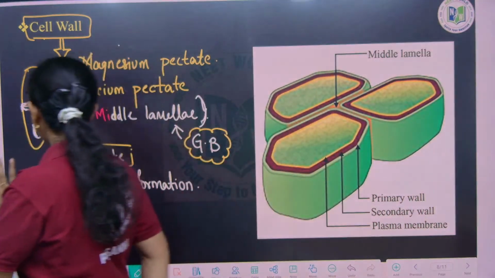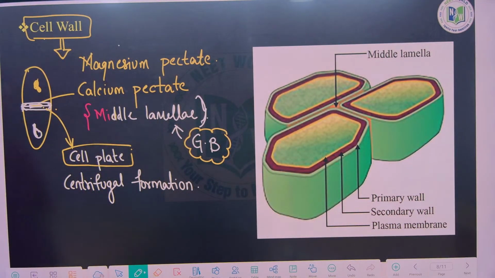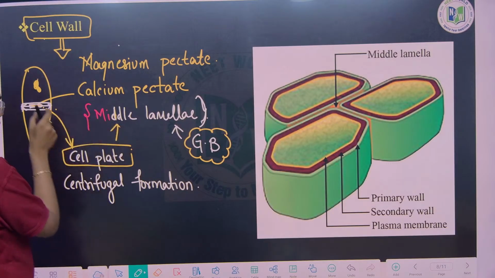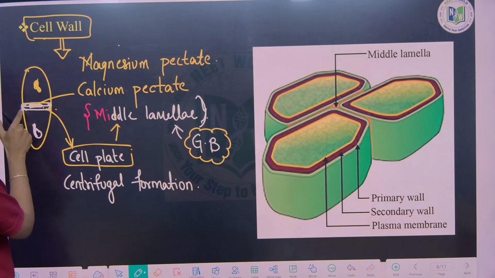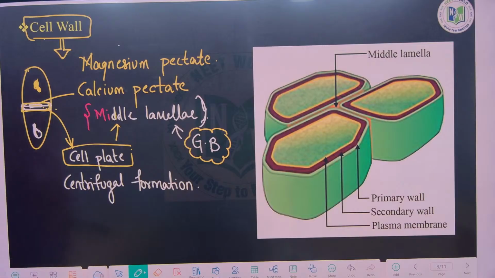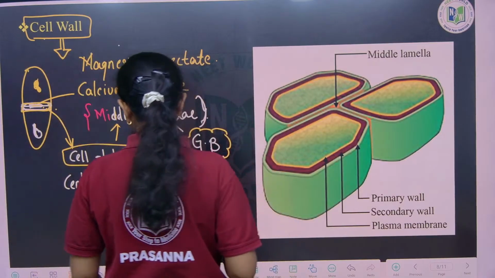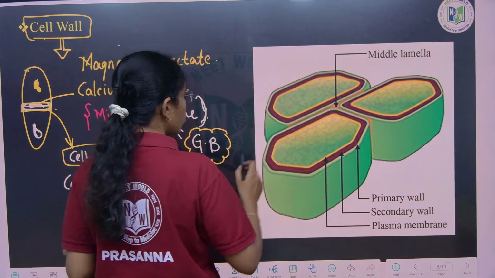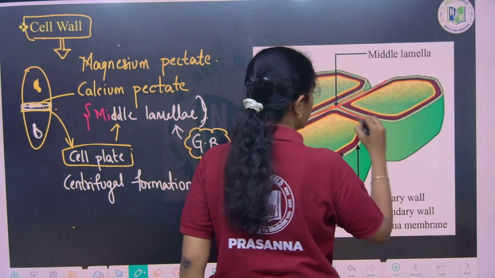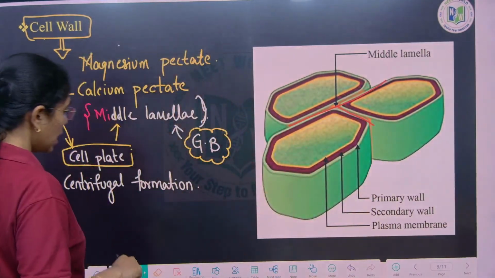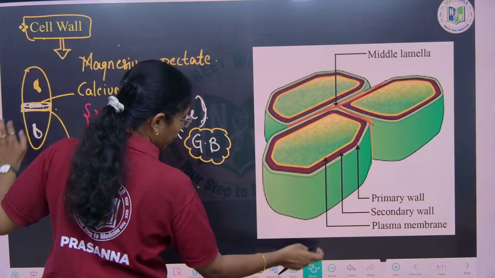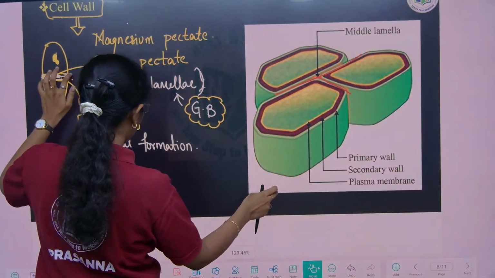Once the cell plate is formed, the first initial formation of the cell plate is what? Middle lamella. Middle lamella is the first formed layer in between two plant cells. After middle lamella, next to the middle lamella, what is formed?